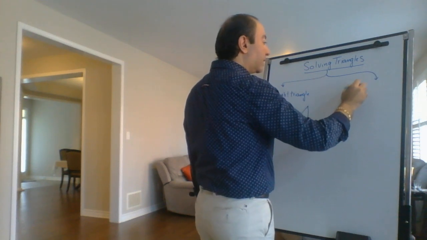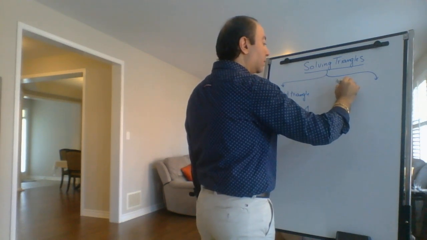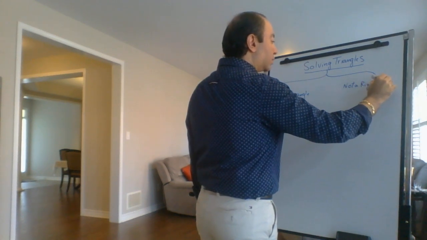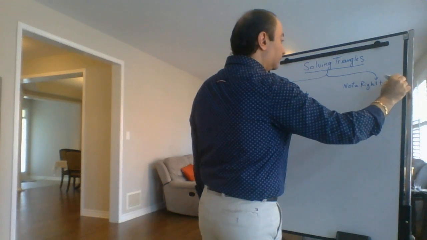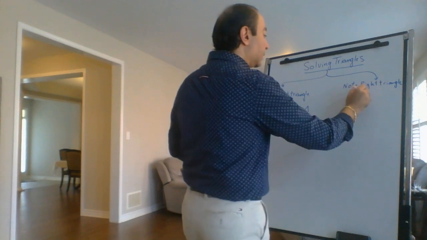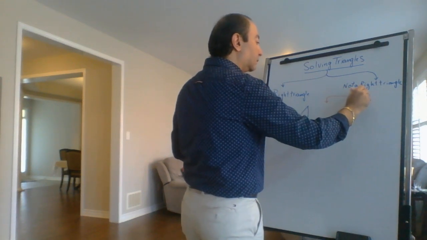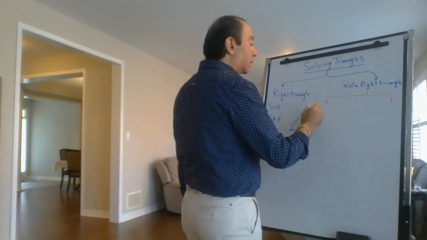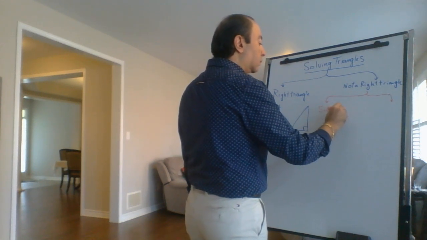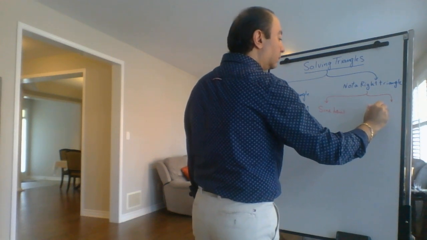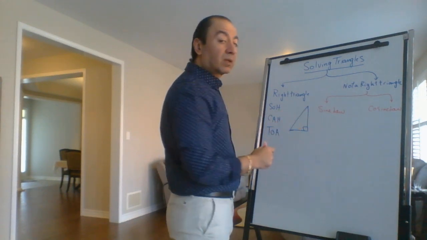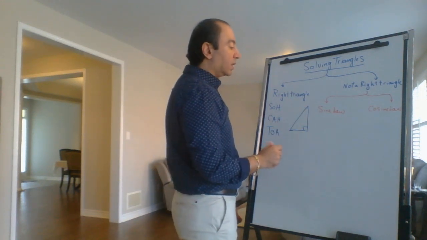The other branch is not a right triangle. And this goes into two things. We use sine law or cosine law. So if it's not a right triangle, we are either going to solve using sine law or cosine law.